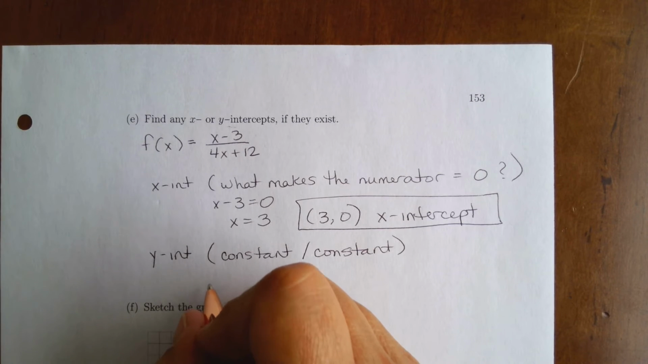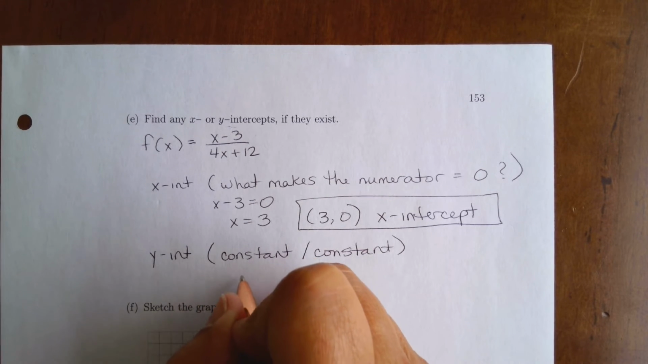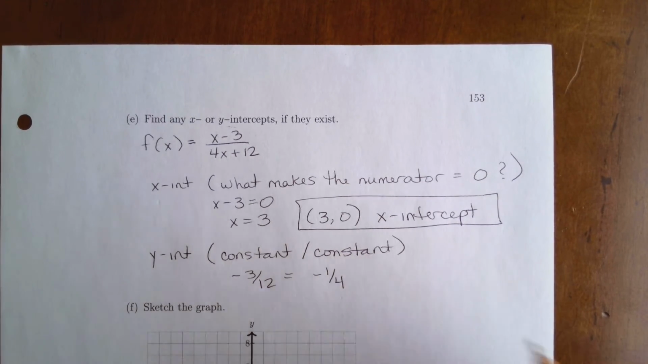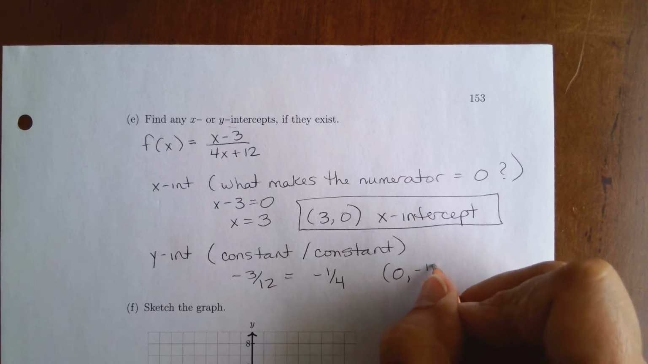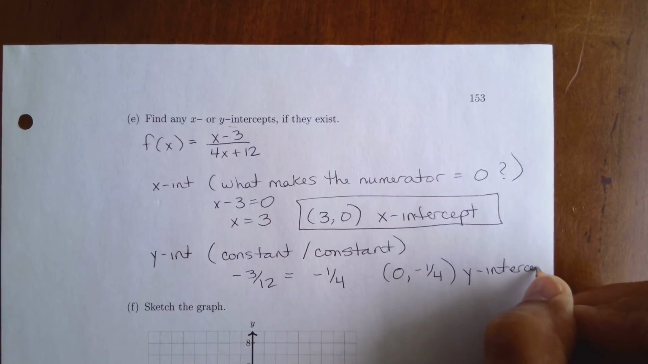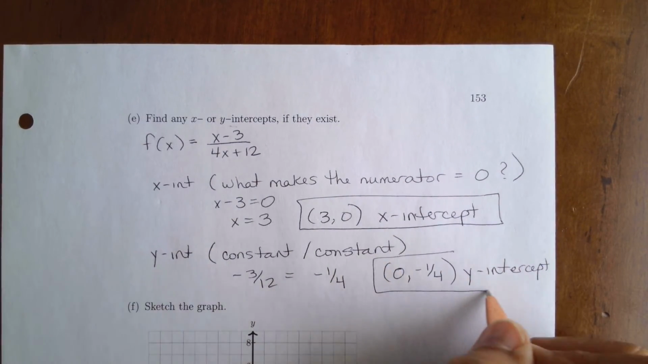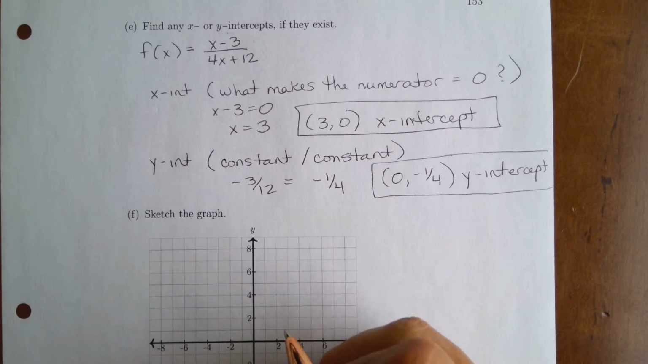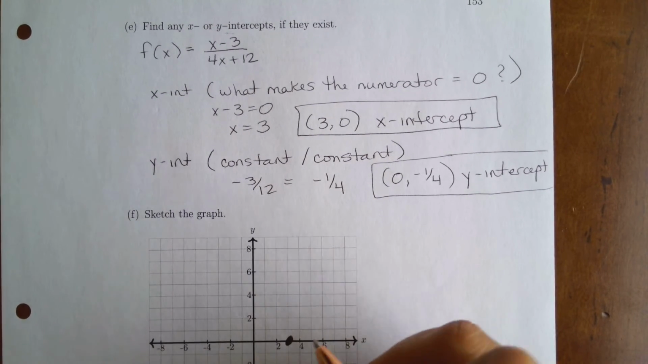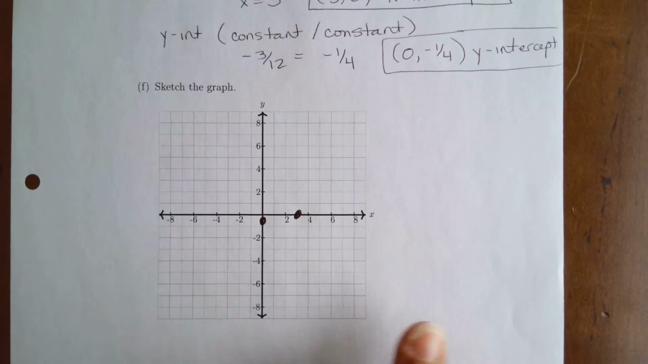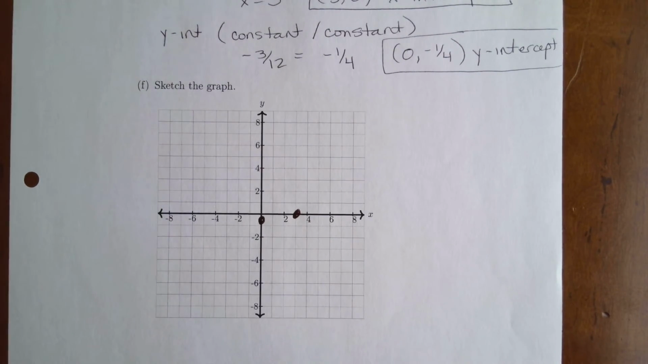So our y-intercept would be negative 3 over 12, which is negative 1/4. So your y-intercept is (0, negative 1/4). Okay? All right. So those are 2 points on the graph that I know. So (3, 0) and (0, negative 1/4), which is a little close to there. Probably not there, but okay. So there's my x and my y-intercept.